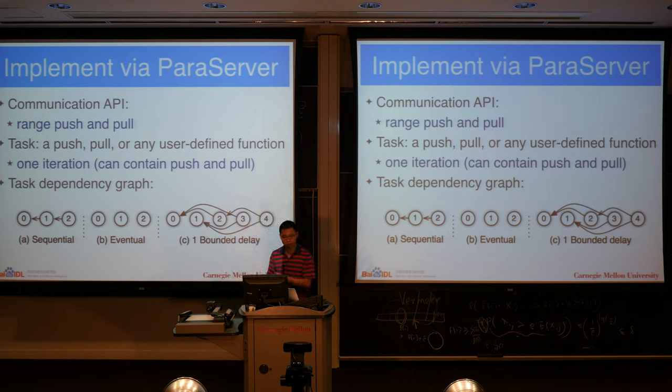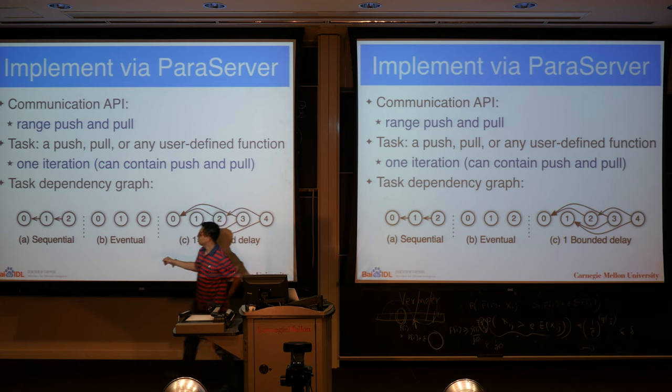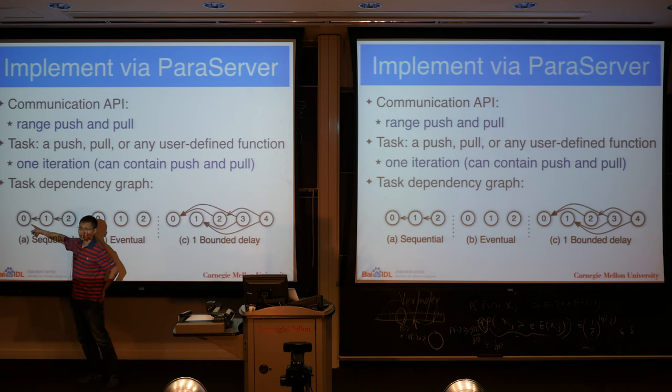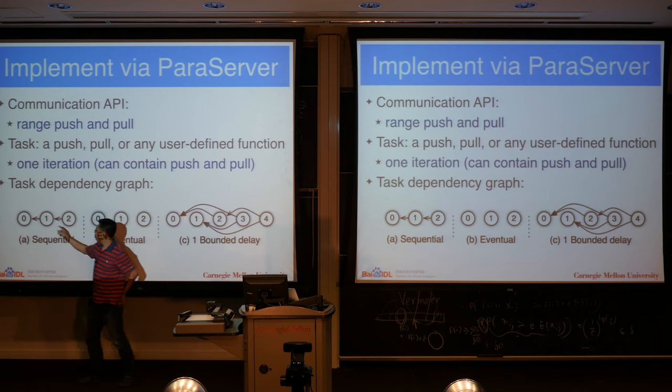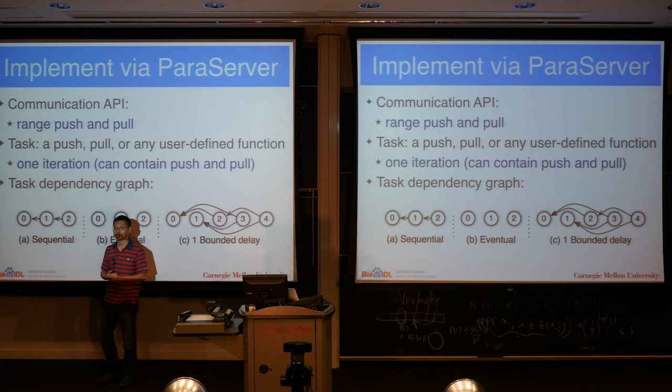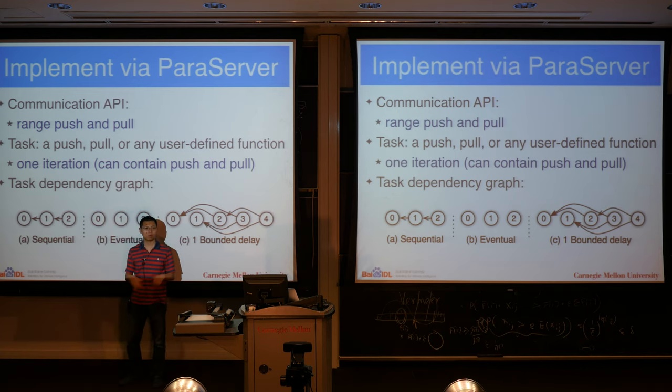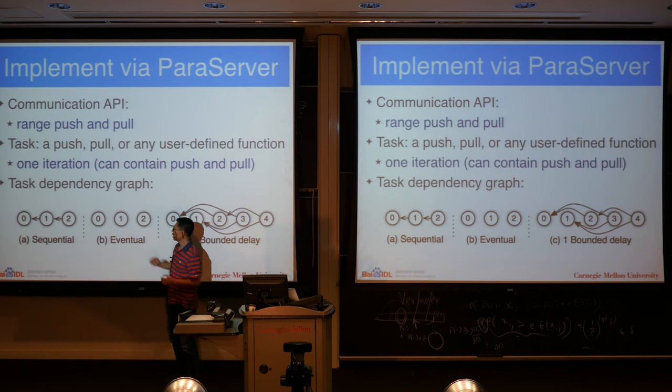Given a task, now you can define some dependency between tasks. A dependency means, for example, this is iteration zero, iteration one, iteration two. This dependency means iteration one should wait, and only start until iteration zero has been finished. This means I should wait for iteration one to be finished. So this model is a sequential model. This is what we discussed yesterday. And in this case, there's no dependency here, so both can be started at the same time. So this is eventual consistency. We do not guarantee everything, but given enough time, everything should be good.